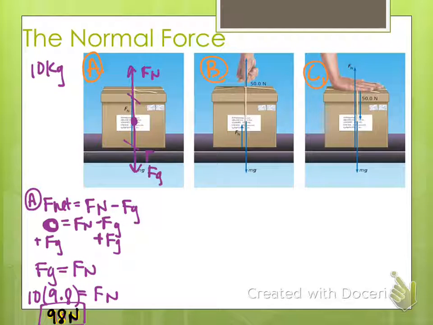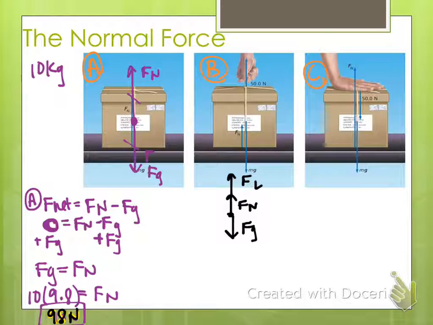Okay, for our second scenario, what's happening to the box? It's lifting it up. Is our box leaving the table at all? No. So our free body diagram would look like this: normal force plus our lifting force and our gravitational force. That's what our free body diagram looks like.